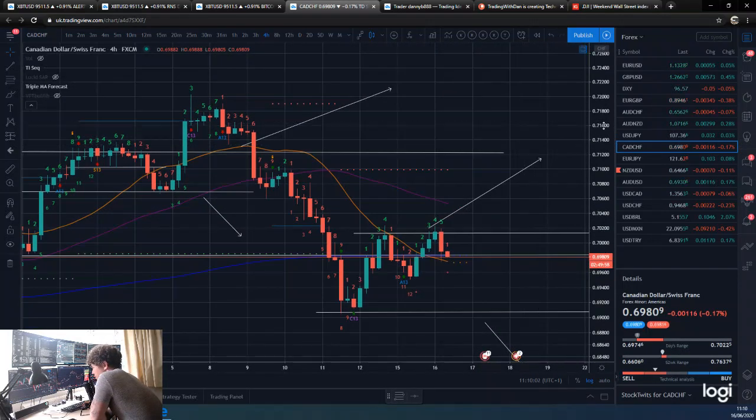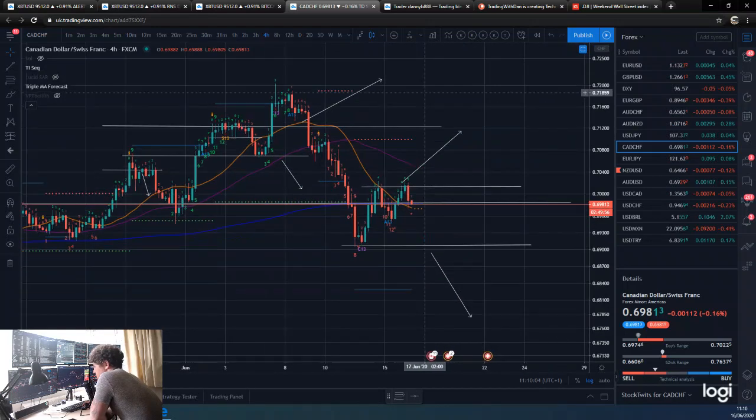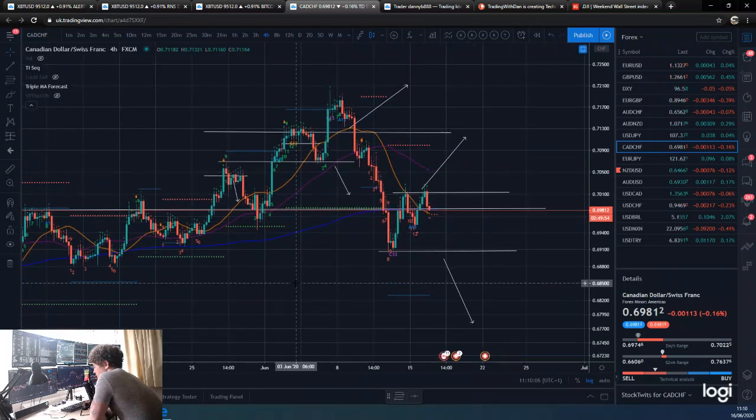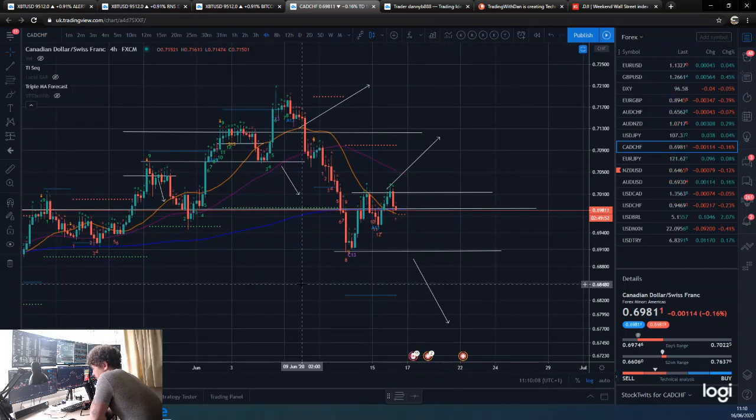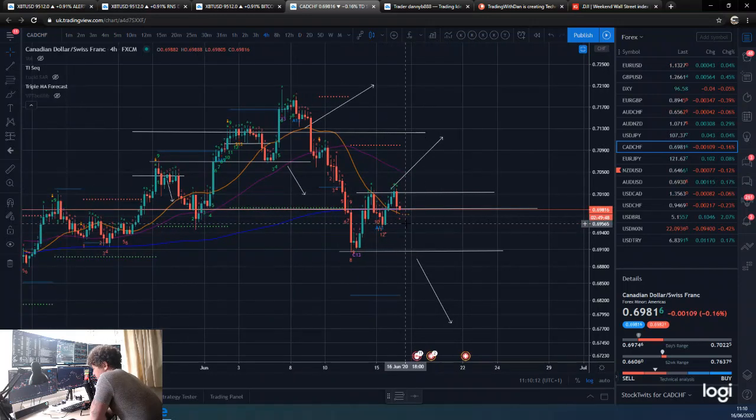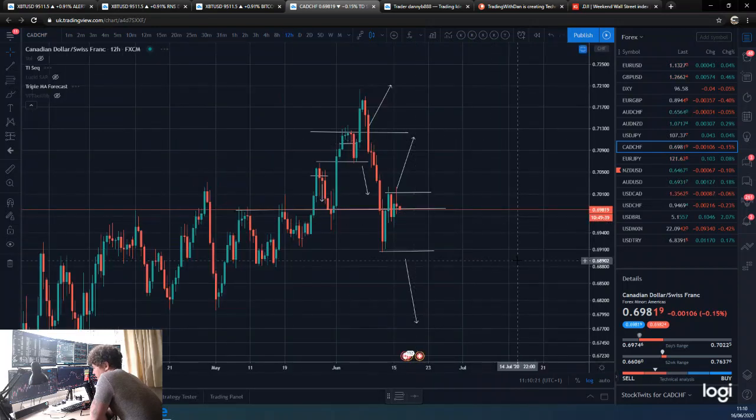The 4-hour, sorry, the 4-hour on the Canadian dollar, Swiss franc. This looking like it wants to take out the top of here. Actually, if we get supported by this horizontal and make a move back up, I'd expect this to break and maybe get up to about that level.